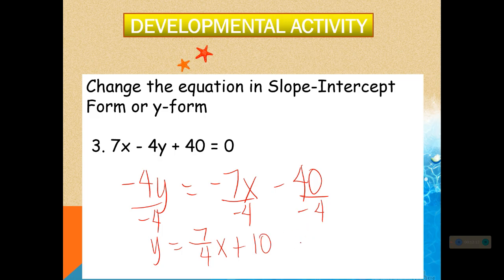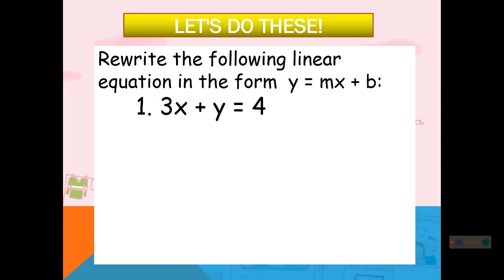So, if you again were asked to give the value of your slope or your m, your m here is 7/4 or 7 over 4. And your b here is positive 10. Okay. So, I hope it is clear to you. So, is there any question so far? Okay. So, if you don't have your question, let's have this.